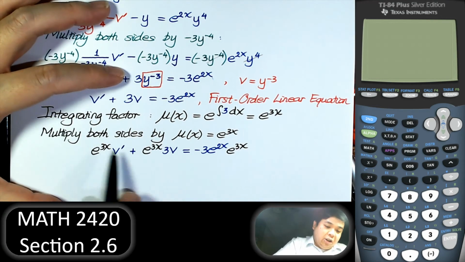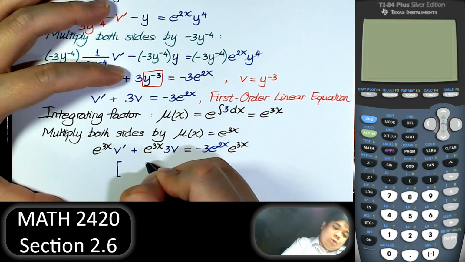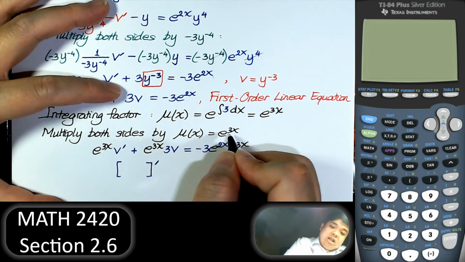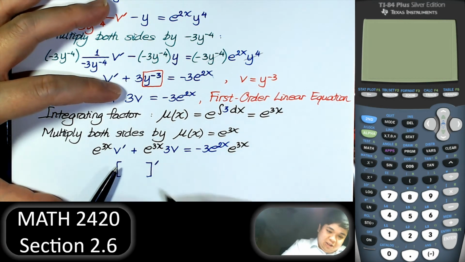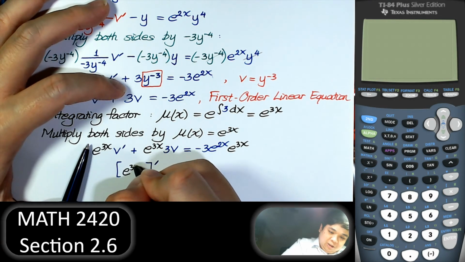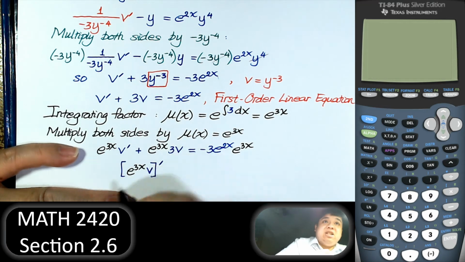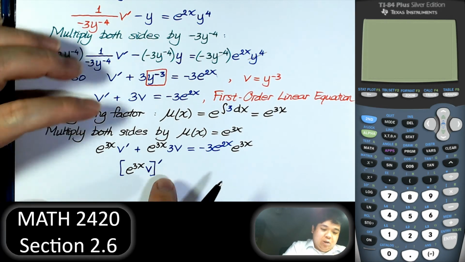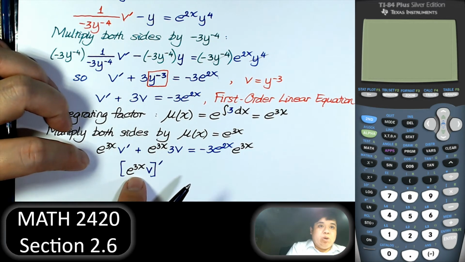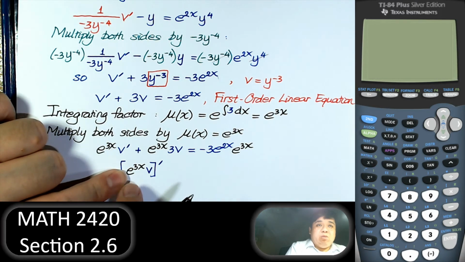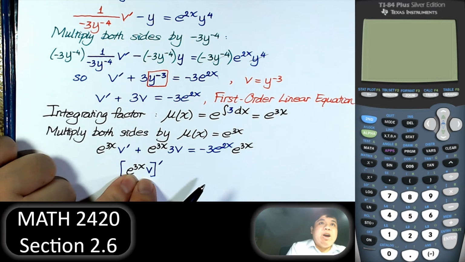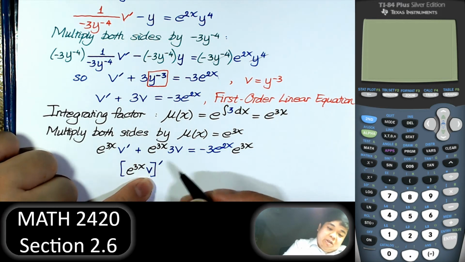Right. The left hand side will turn into a product rule. It will be just the integrating factor with y, but in this case it is v. So the whole left hand side turns into a product rule of the integrating factor times the variable, the independent variable.